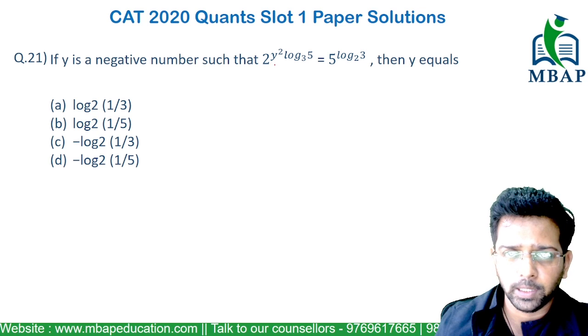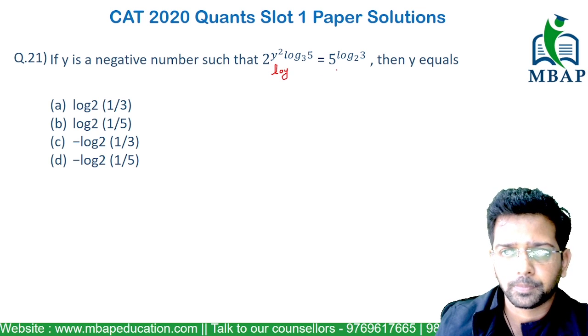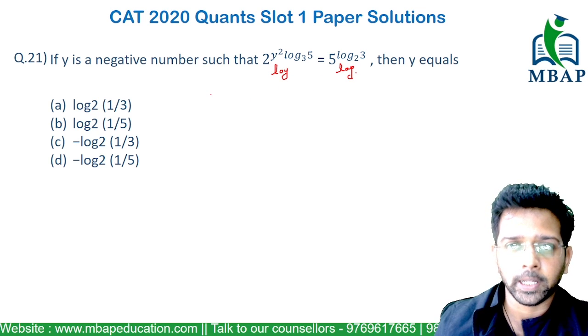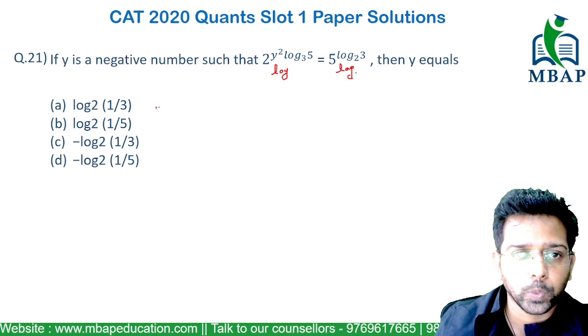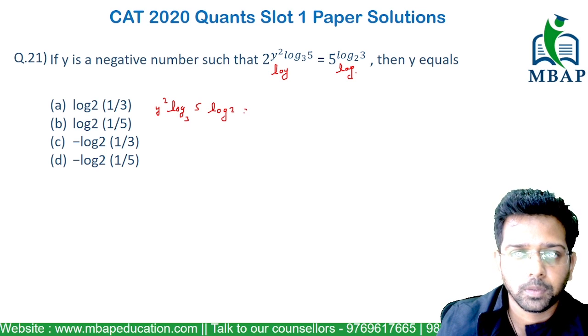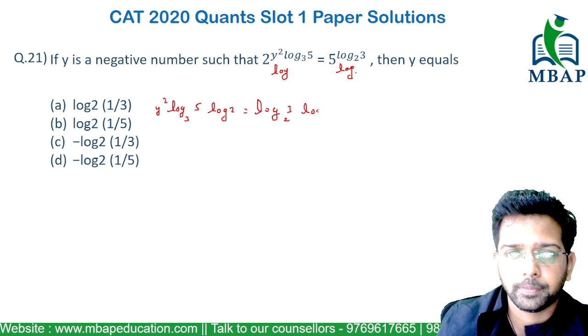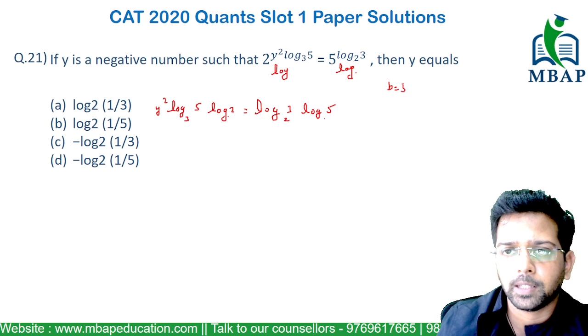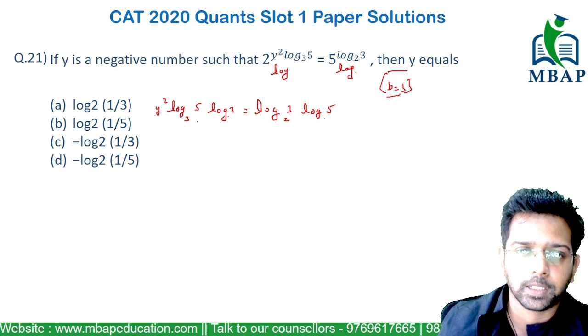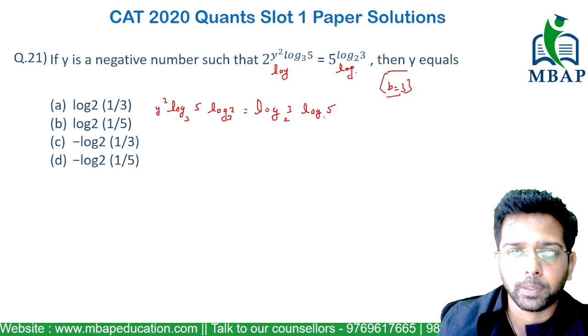So at the first stage only, let's take log on both the sides. If you take log on both the sides, it's going to become y square log 5 to the base 3 log 2 will become equivalent to, the exponent will come down, log 3 to the base 2 log 5. Okay. Now the base of this log has not been given to me, so let me assume standard. Let's assume the base of 3 on both the sides.